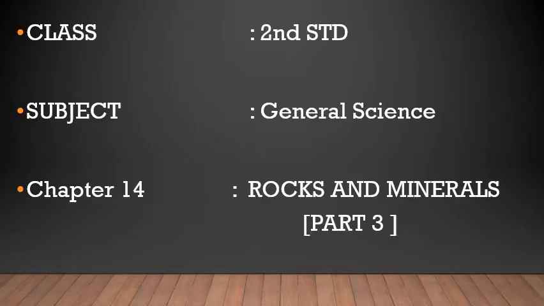The following video is for class 2, subject General Science, chapter 14, Rocks and Minerals, part 3. So in part 1 of this lesson, we learnt what our Earth is made up of. Earth is a rocky or a terrestrial planet, isn't it? So our Earth has a lot of rocks in it, and millions of years ago the earth was completely made of rocks only. Because of weathering of rocks, now we have something called soil, isn't it?